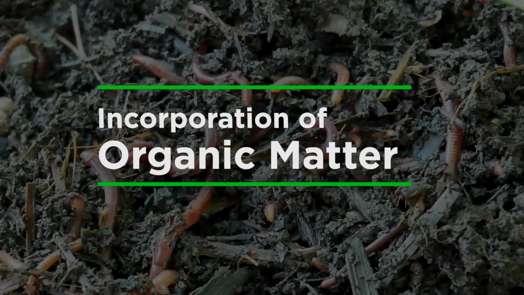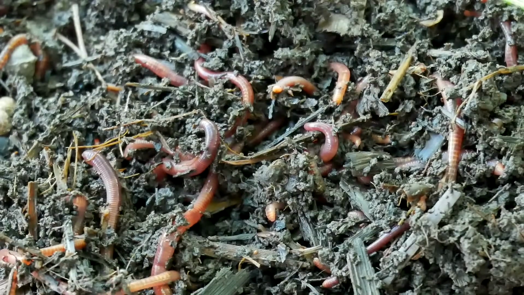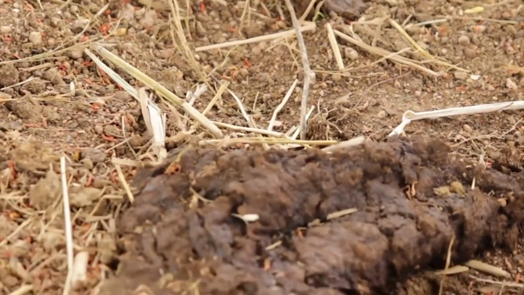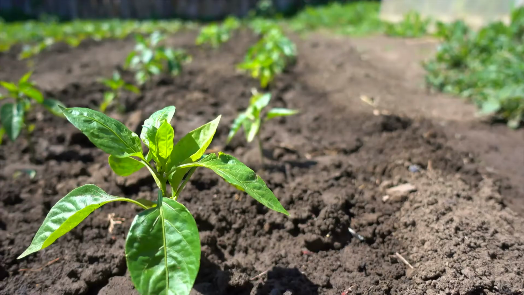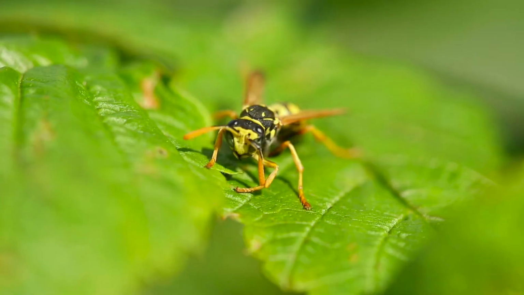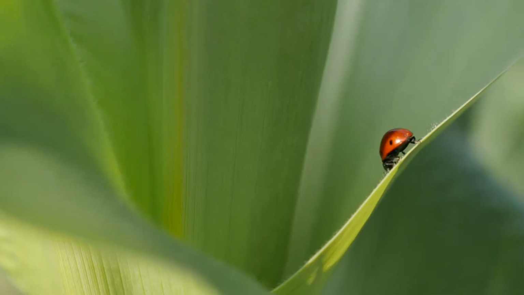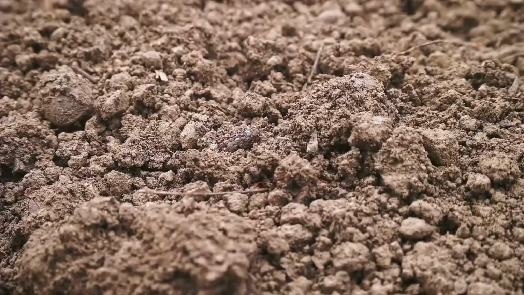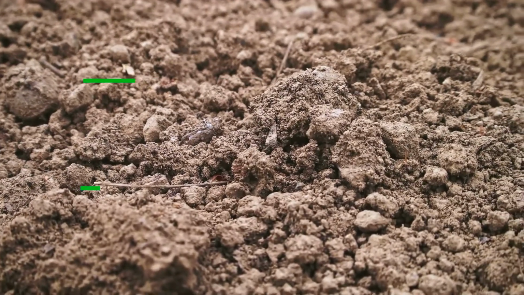Incorporation of organic matter. Organic management increases the abundance and species richness of beneficial organisms, which improve the growth conditions of crops. More abundant predators help to control harmful pests. The breakdown of organic matter by soil microbes returns nutrients removed during crop production to the soil.